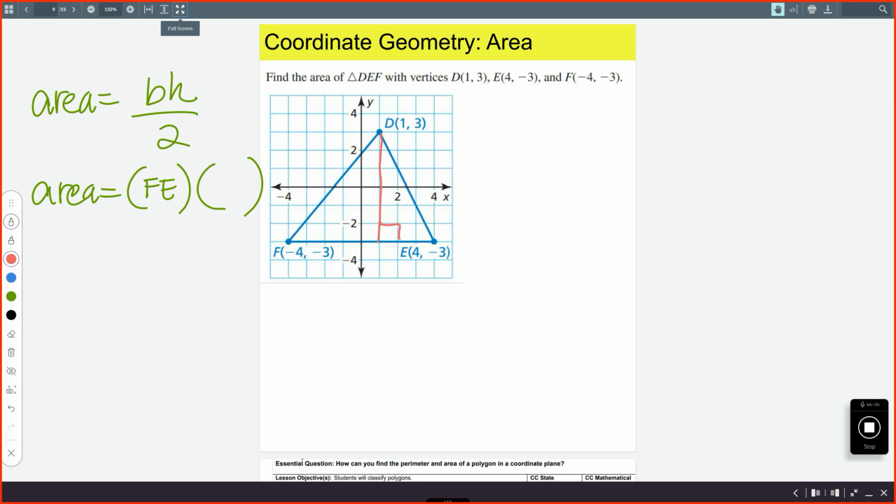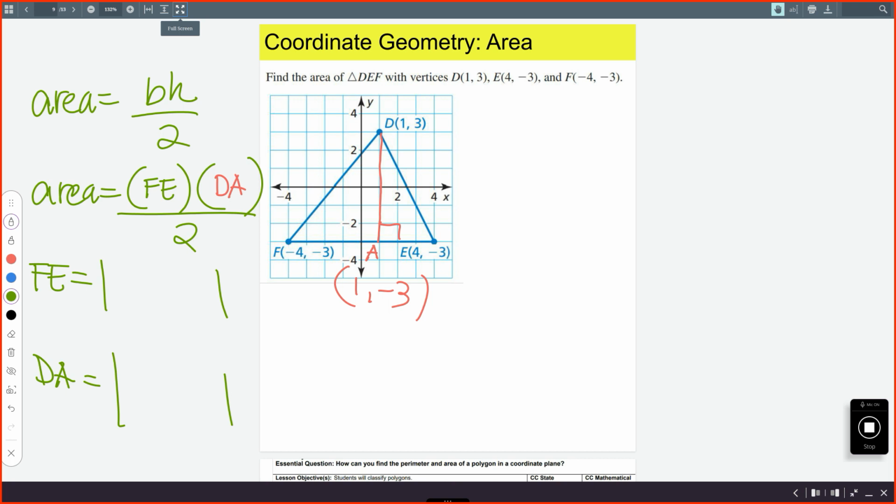All right. Okay. So let's call that DA. There you go. What are the coordinates of A? Negative 3, 1. 1, negative 3. There you go. Okay, so let's call that A. The height is DA. Area equals base times height all over 2. Okay, so now help me. Find FE by showing your absolute value formula, and then find DA by also doing your absolute value formula. And then we're going to plug it in. Okay, give yourself 1 minute.